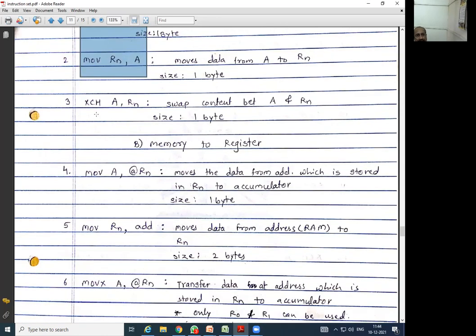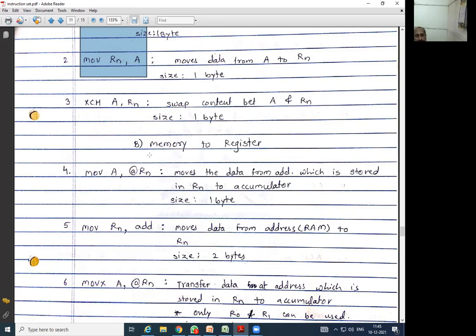Then the next one is exchange. If you remember, we saw one program for the exchange of a block at practical time. So this particular instruction that we studied that time is XCH A, Rn. म्हणजे A आणि RN मधला डेटा स्वॅप करायचा, इकडचा तिकडं तिकडचा इकडं. त्यासाठी this command is going to be used.